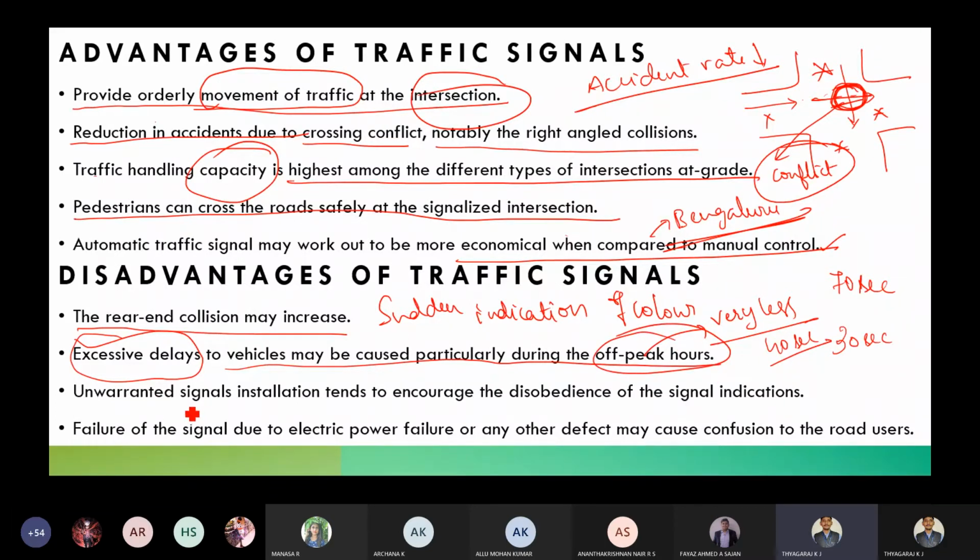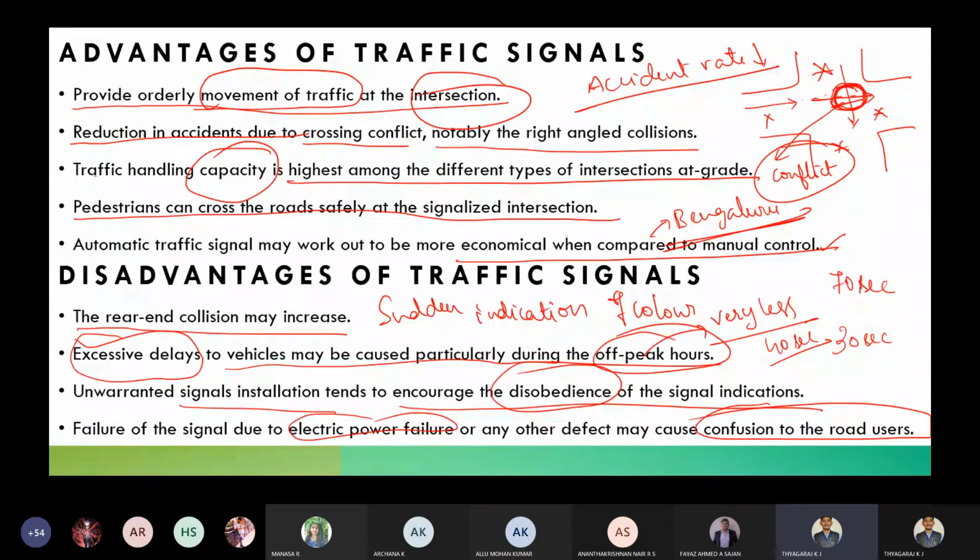Then unwarranted signal installation tends to encourage disobedience of the signal indications. Wherever you require a traffic signal, only in that place should you install it. If you install them at every place, people will disobey the rules and regulations of traffic signals. Then failure of the signal due to electric power failure or any defect may cause confusion to the road users.